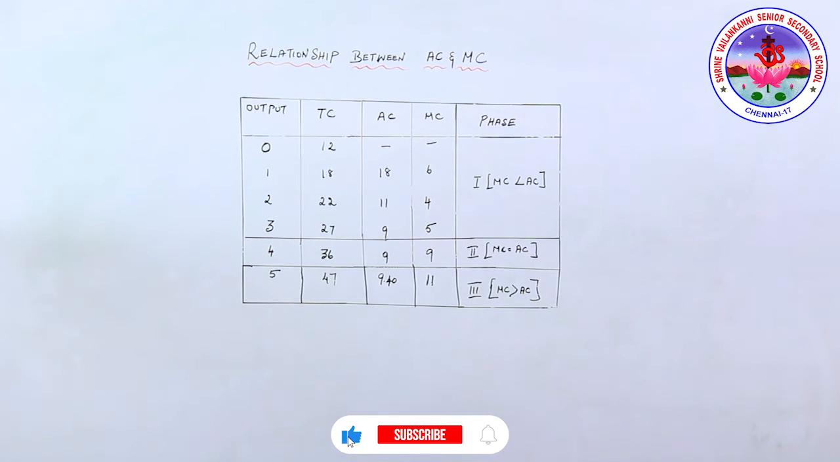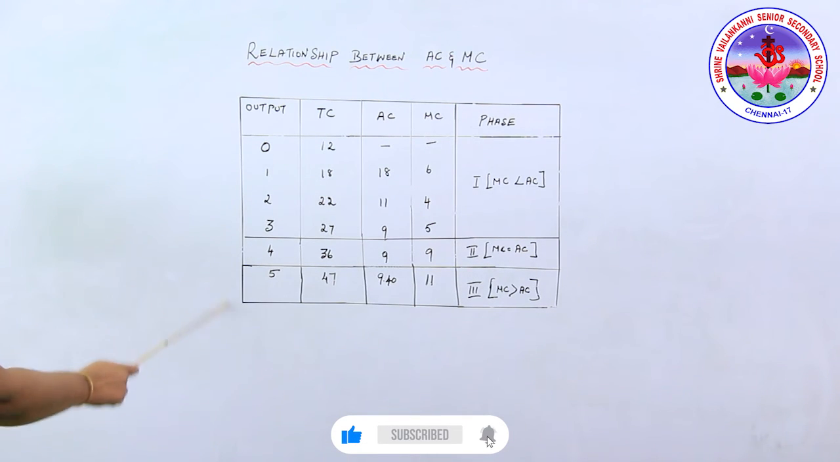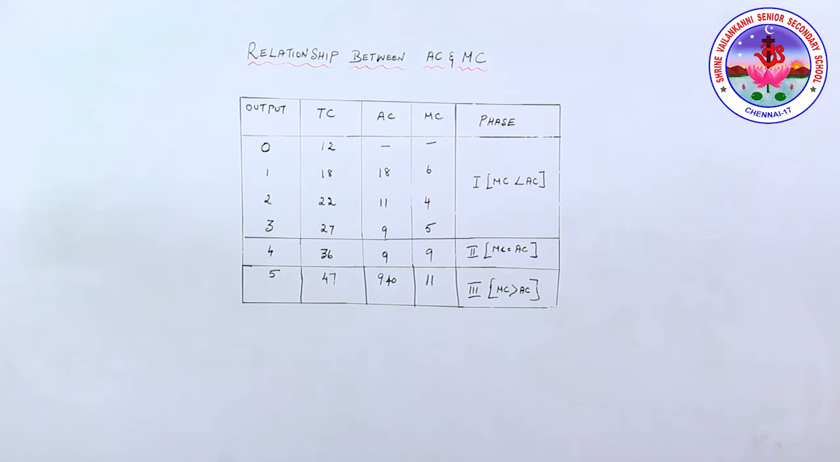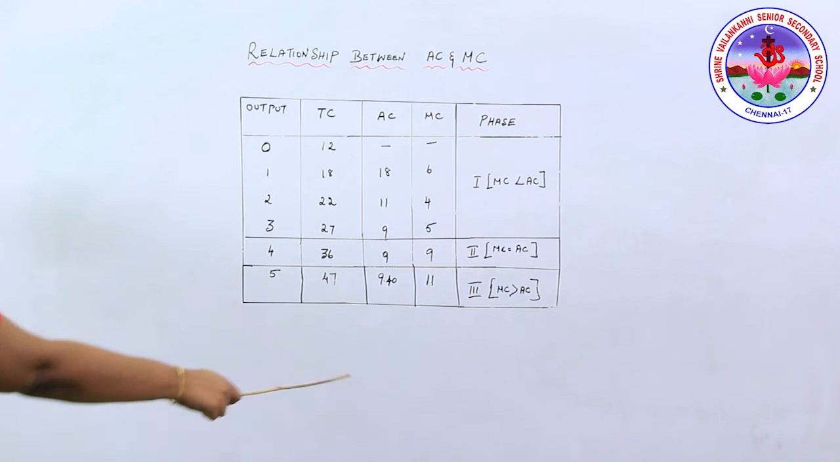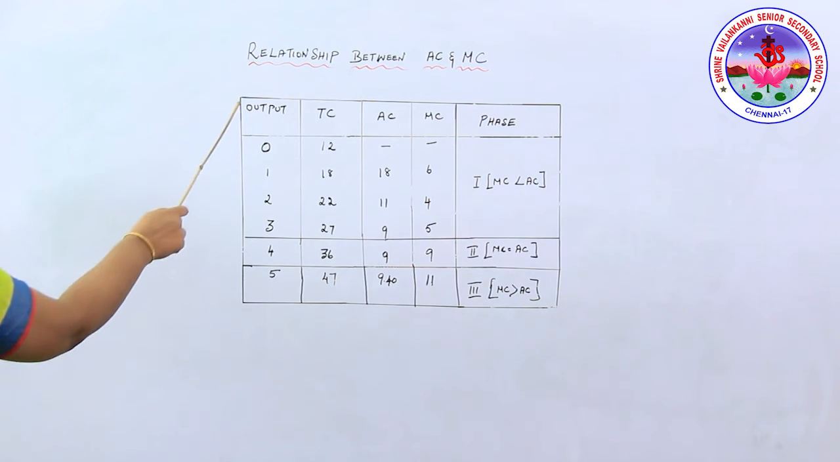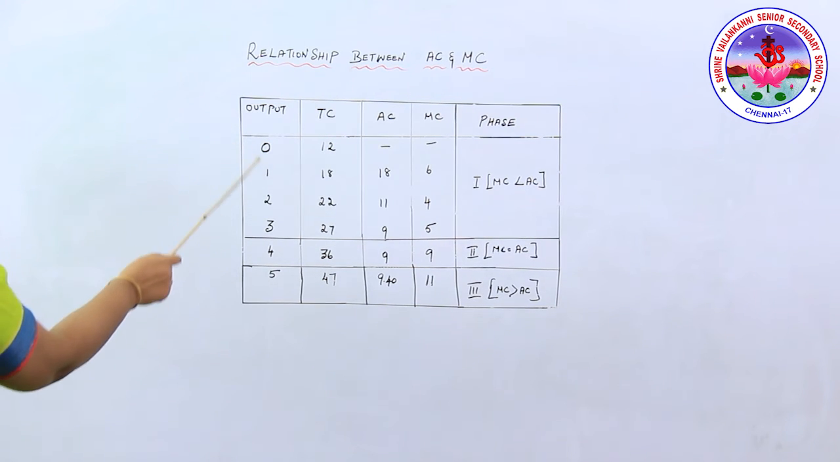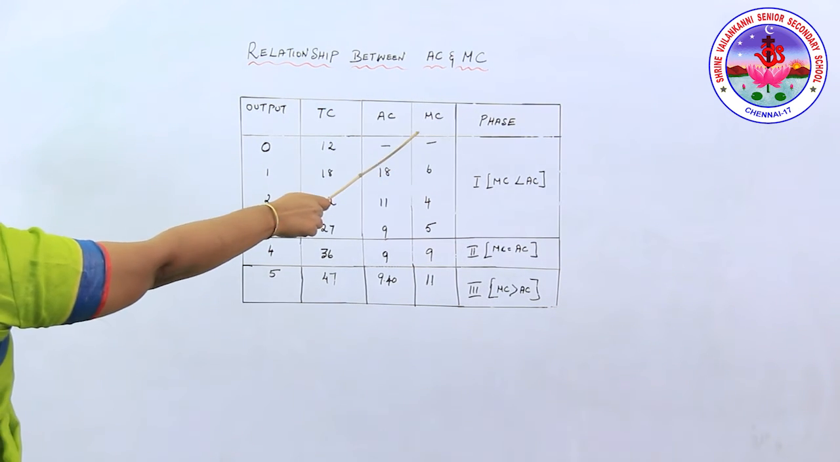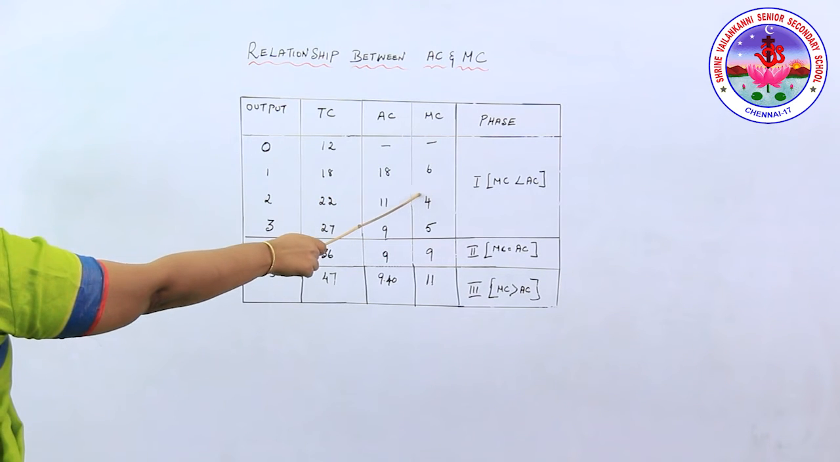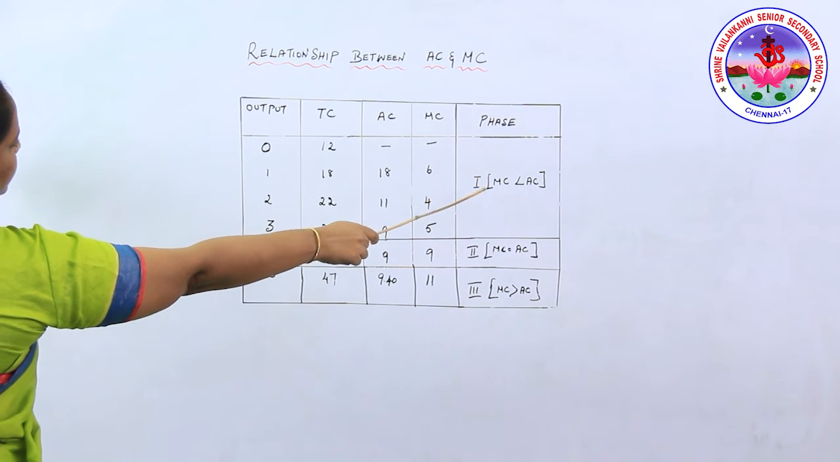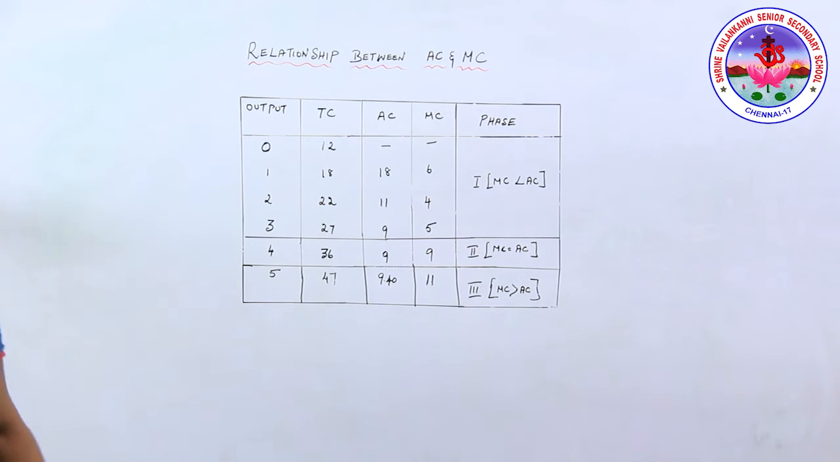Just look at the schedule, everyone. The first column is output, denoted 0 to 5, the second column is total cost, the third column is average cost, the fourth column is marginal cost, and the fifth one is the phase. So in the first column, when the output is from 0 to 3, just look at the average cost as well as marginal cost. In the first phase, MC is less than AC.